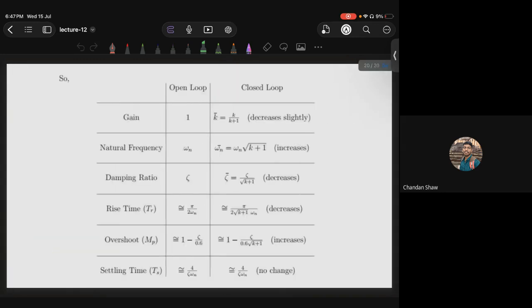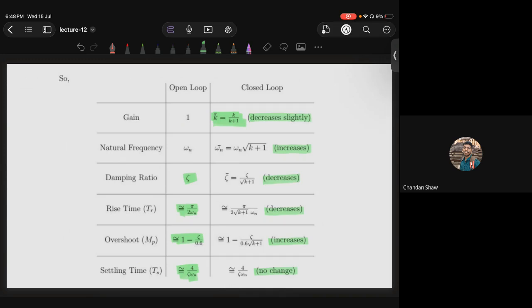Okay, so for the same second order system, with open loop, these are the values: rise time, settling time, etc. For the closed loop system with this controller, it is slightly reducing. It will not reach 1, but it reaches some other value, K by K plus 1. Natural frequency increases, so damping ratio decreases. The rise time is decreasing, overshoot is increasing, and settling time has no change.